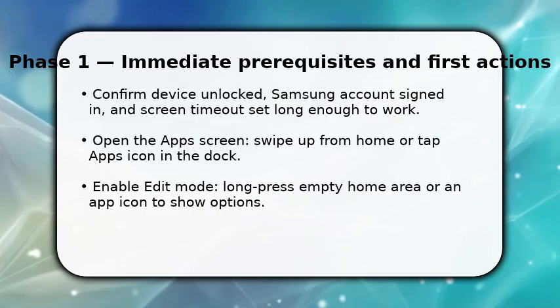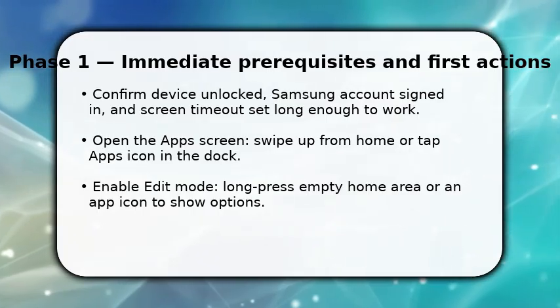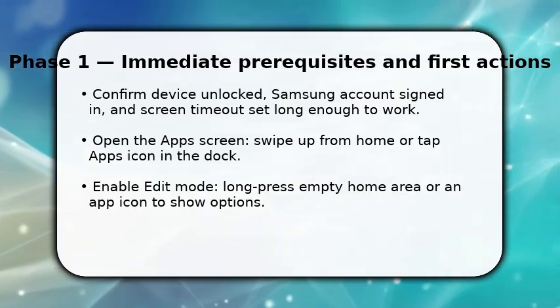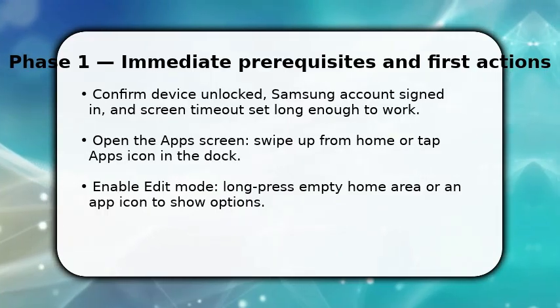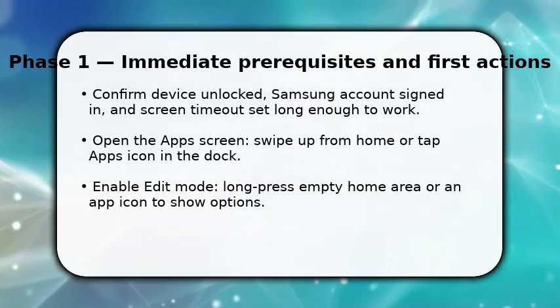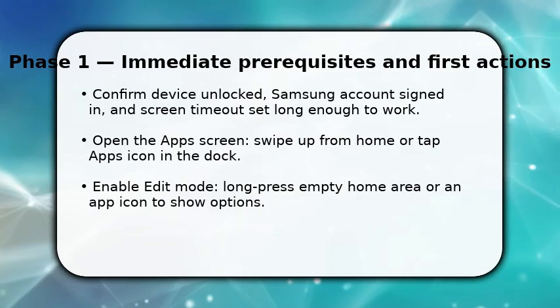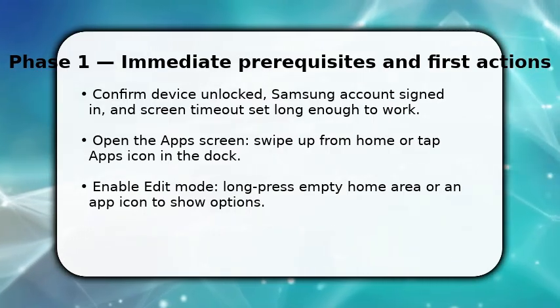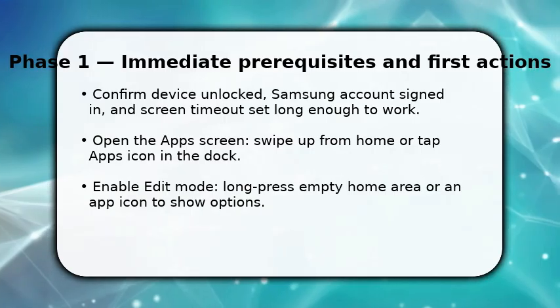You start by preparing the phone and launching the app screen. Make sure your device is unlocked and your Samsung account is signed in so settings stick. Then swipe up or tap apps to reach the full list. Once there, press and hold any empty space on the home screen or long press an app icon.